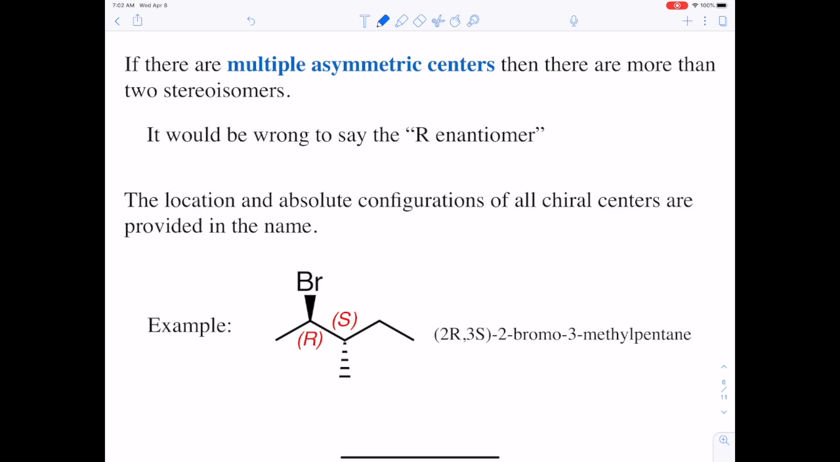So, for example, 2-bromo-3-methylpentane has two chiral centers, and in the case that's drawn here, it's R at carbon 2 and S at carbon 3. But how many stereoisomers are there? There's four. There are four possible configurations, two pairs of enantiomers. And so you can't really say the R enantiomer or the S enantiomer.